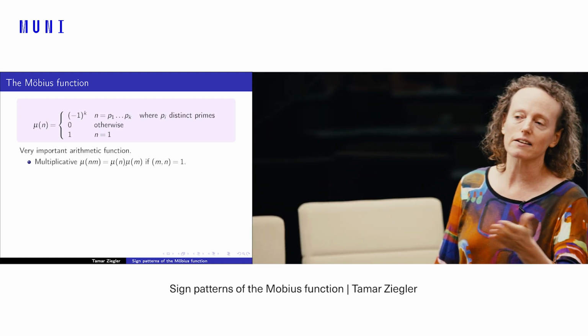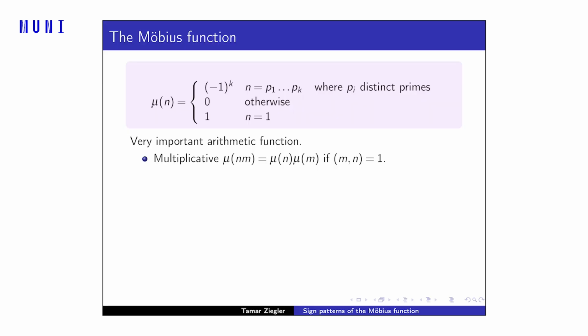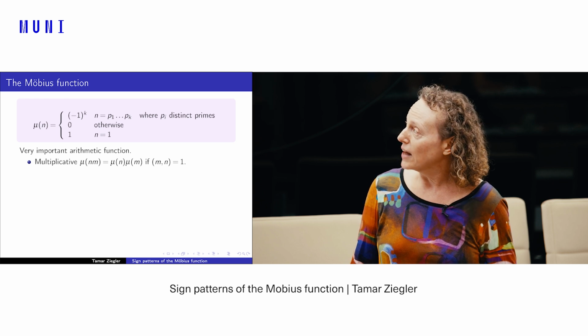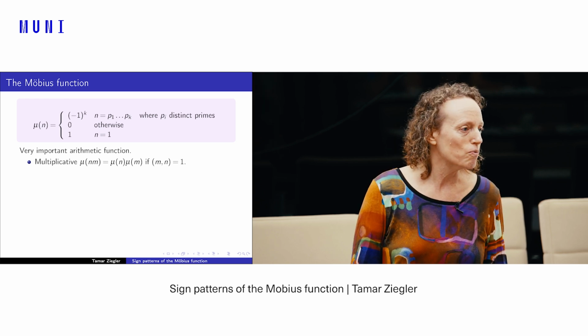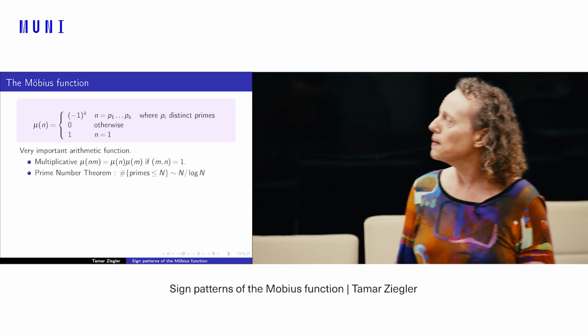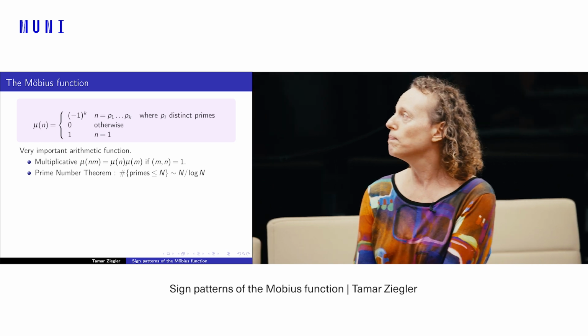Here's a basic fact you can notice about it. It's what is called a multiplicative function. A multiplicative function in number theory means that the value at n times m is the value at n times the value at m, as long as n and m are coprime. So that's a nice arithmetic property. And why is it very interesting? Well, it's very strongly related to the prime numbers.